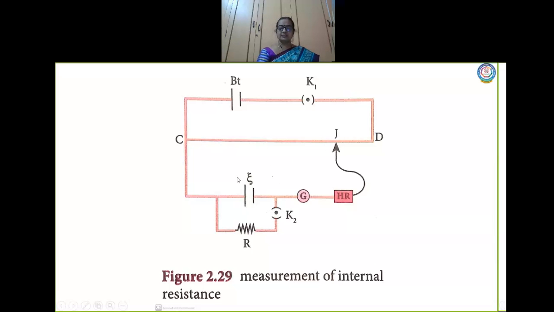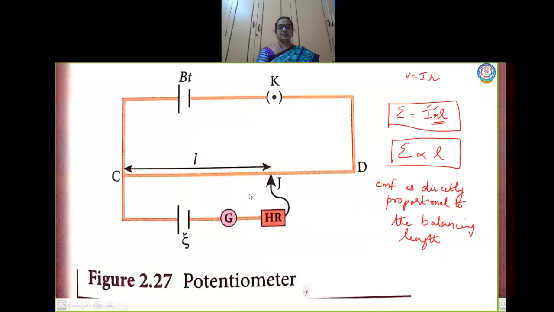Yes or no? That is the first experiment we did. Now what is the first experiment? Here there is no resistance box. In the absence of a resistance box, when you move the jockey, that potential drop will give the value of EMF of the cell. That is what we discussed earlier.